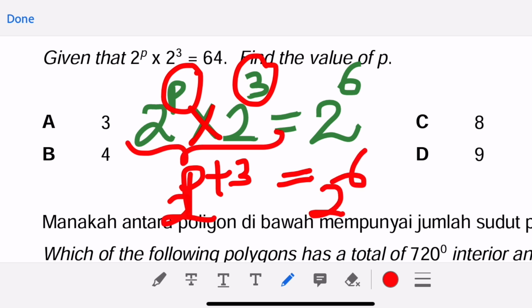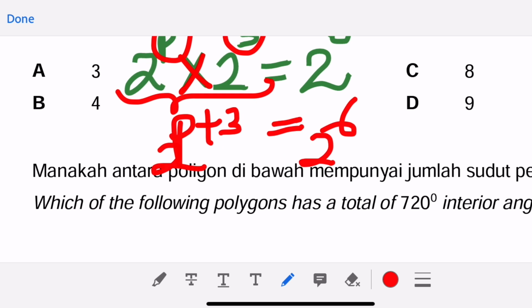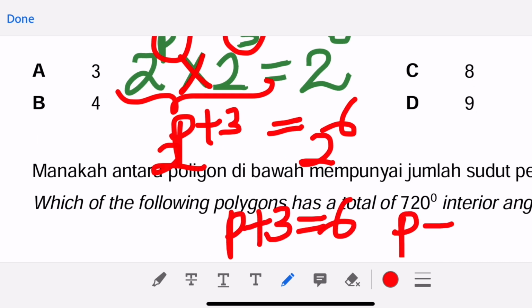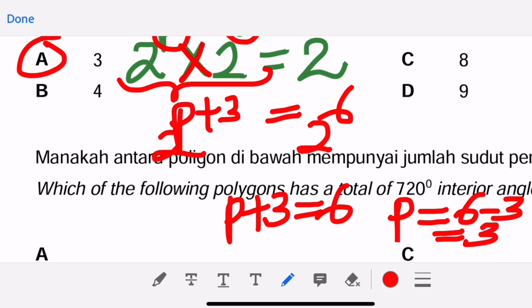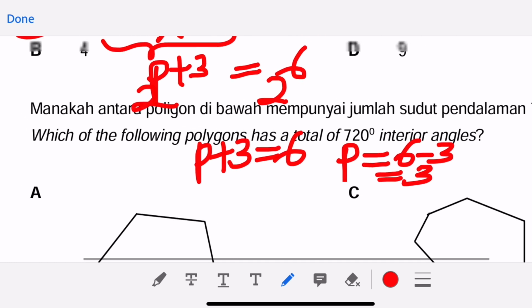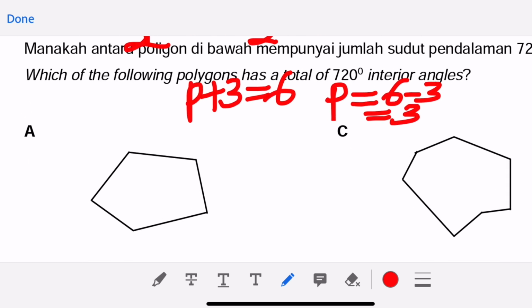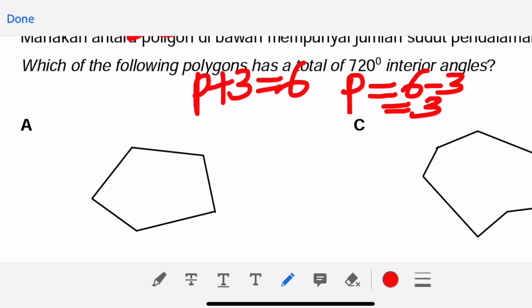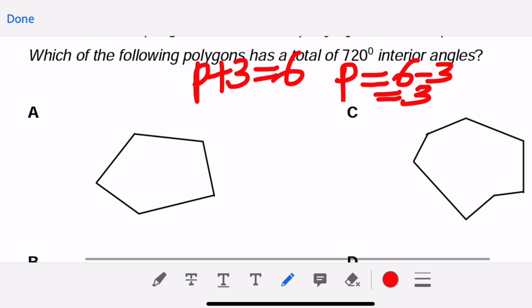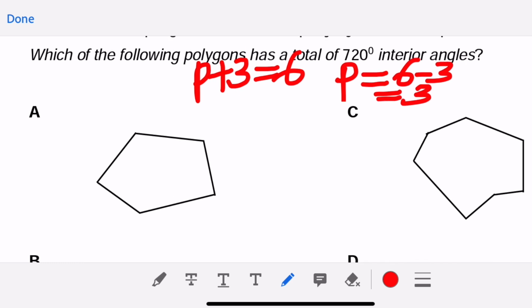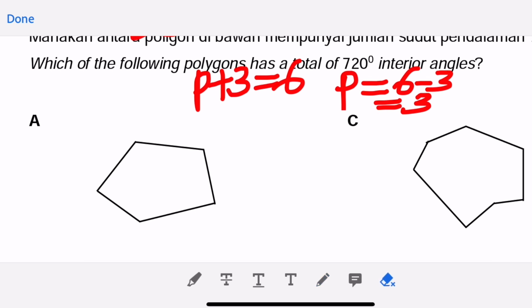These two we combine into one index number. That means p plus 3 equals 6. So p equals 6 minus 3, which is equal to 3. Got it? It's quite easy, right? So make sure you really do it on your own. You follow the question, do it on your own. Make sure you really understand how the answer comes from. No copying blindly.